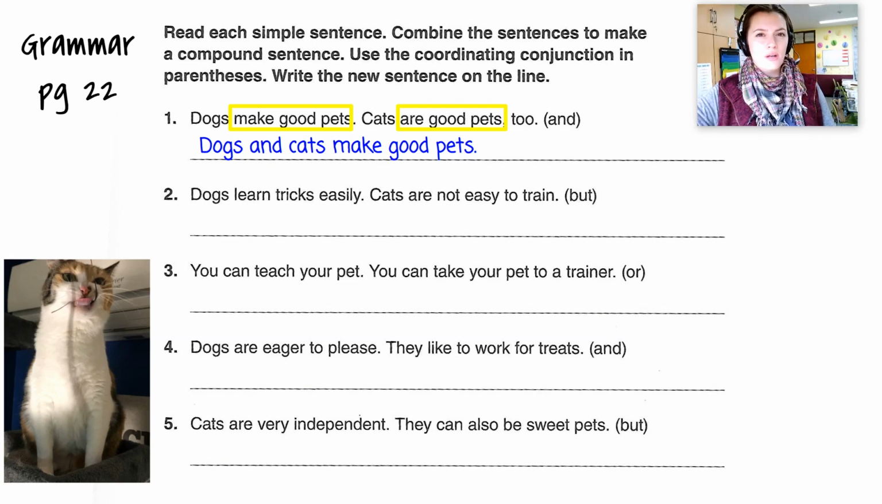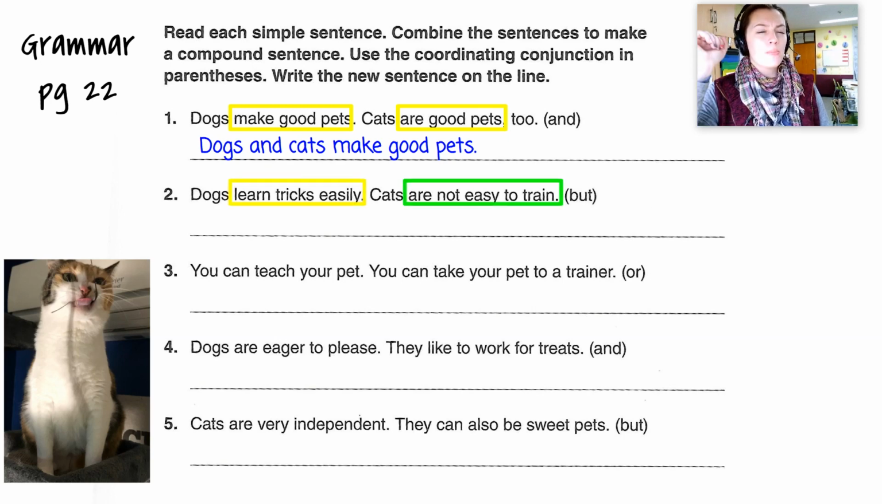Okay, let's look at number 2. Dogs learn tricks easily. Cats are not easy to train. Our predicates are different. I want you to highlight one predicate in one color and the other predicate in a different color because now our subjects are different and our predicates are different. If you want to try to write this sentence on your own, pause your video now. Okay, let's see how to put these 2 sentences together.